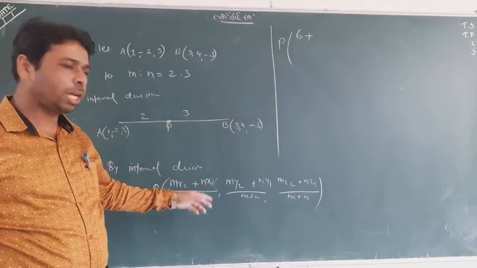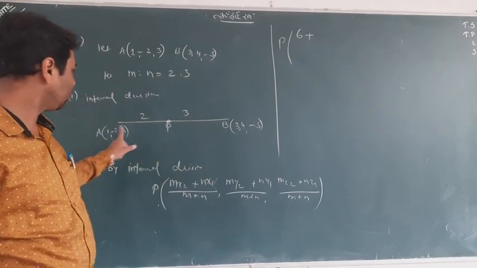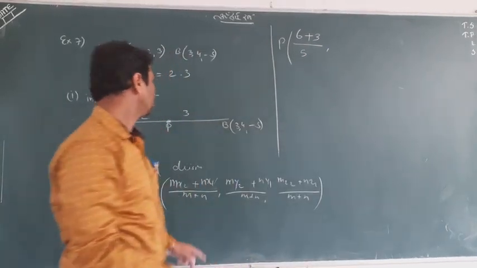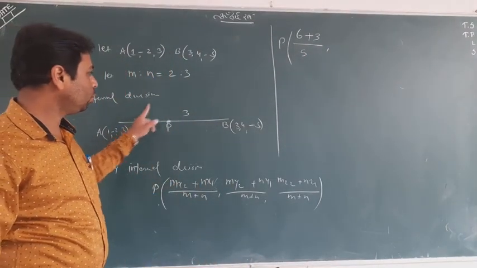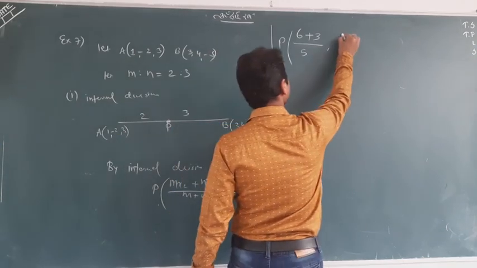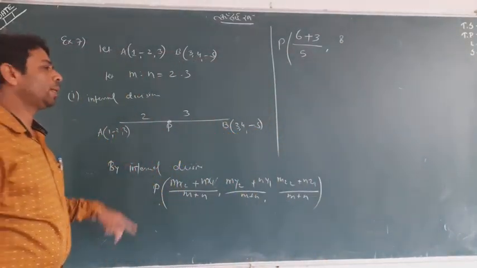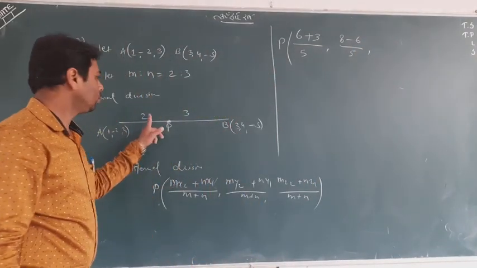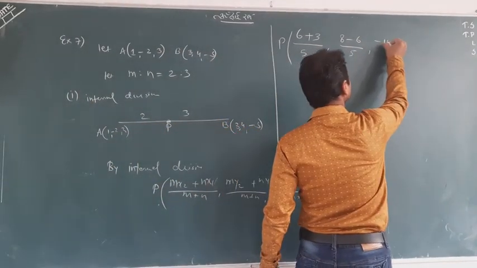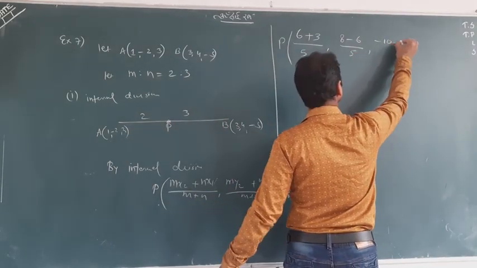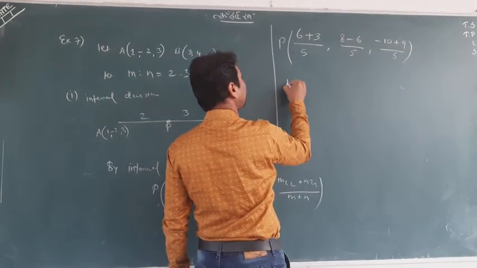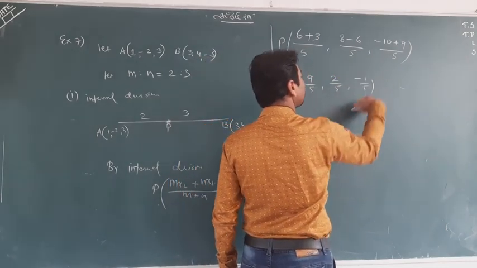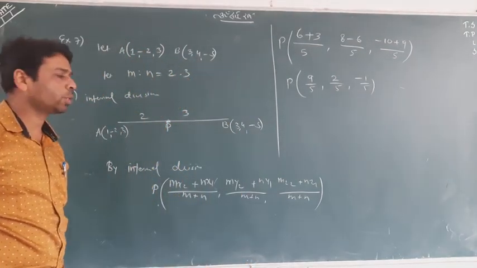So it's a tricky part. 2 into first, 3 into first: 3 into 1 is 3, upon m plus n, which is 5. Now 2 into second, 8, and 3 into second, -6, upon m plus n. Third, 2 into -5, -10, and 3 into 3, 9, upon 5. Now finally we get the answer: 9 by 5, 2 by 5, -1 by 5. Whatever we got, this is the internal division point P.